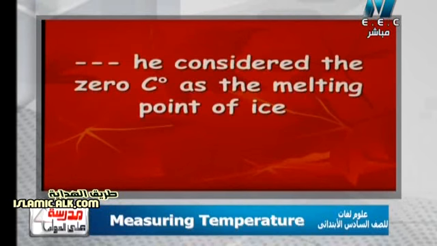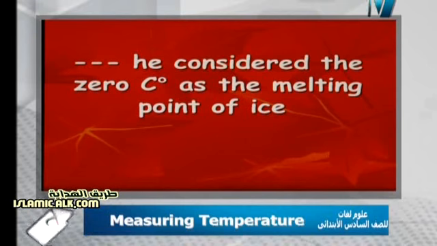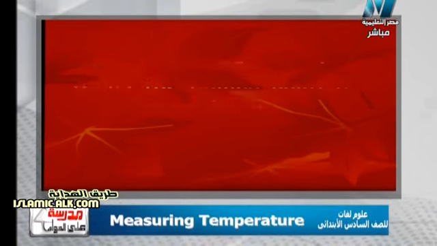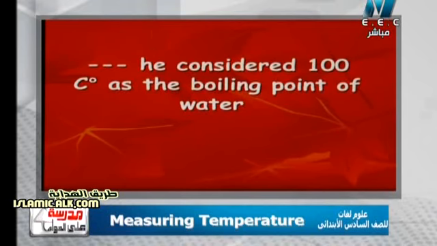So he considered that 0 Celsius is the melting point of ice. Again, he considered the first degree of the Celsius thermometer to be the melting point of ice. So what about the 100th degree? He also considered 100 Celsius to be the boiling point of water.